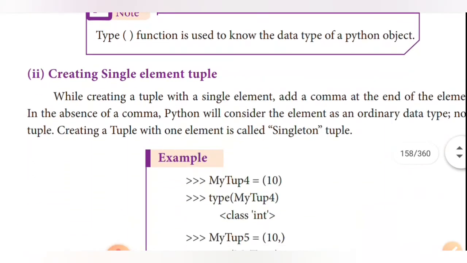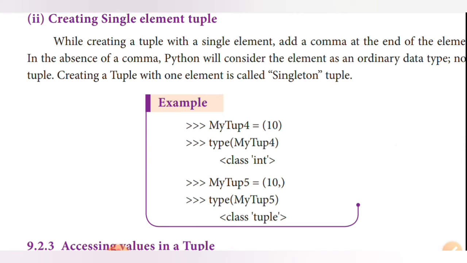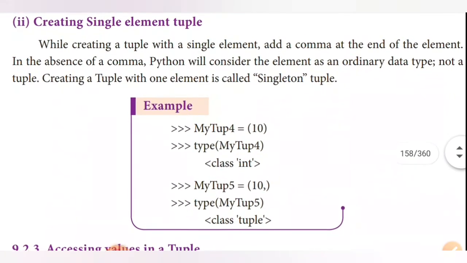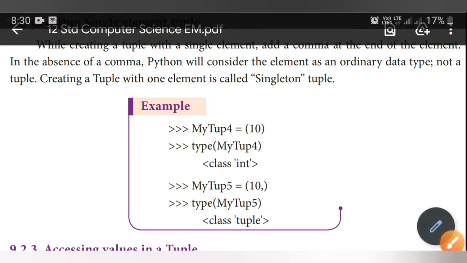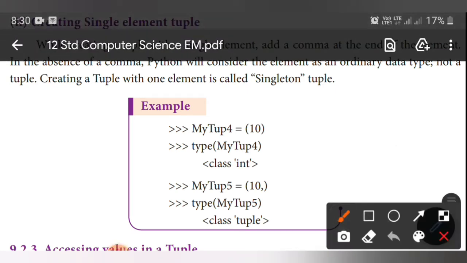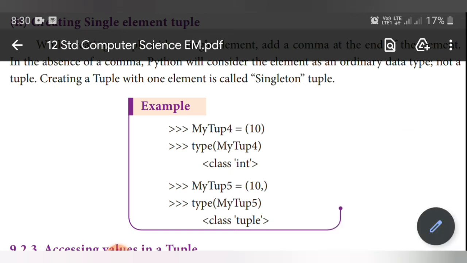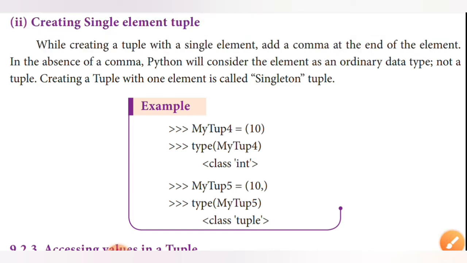Now you can see how to create a single element tuple. We can also create a tuple with a single element. While creating a tuple with a single element, add a comma at the end of the element. Even if you are creating only one element, we must add a comma at the end of the tuple. Because if you are not using the comma, it is considered as the normal data type, that is, the ordinary data type. If we use a comma, then only it makes it a tuple.